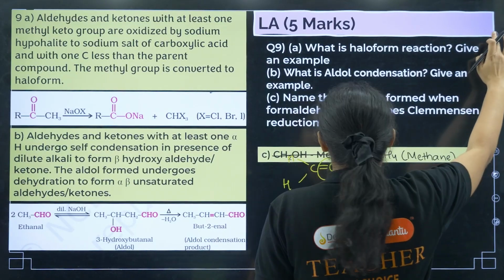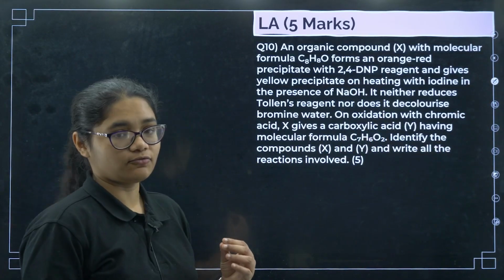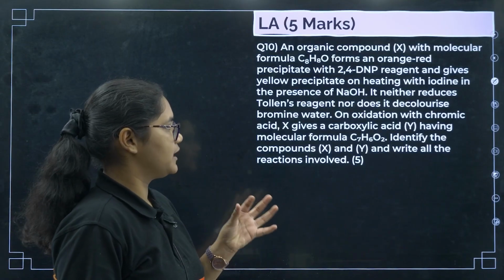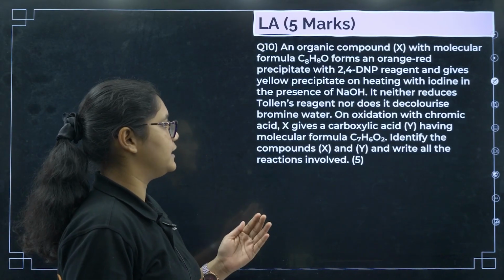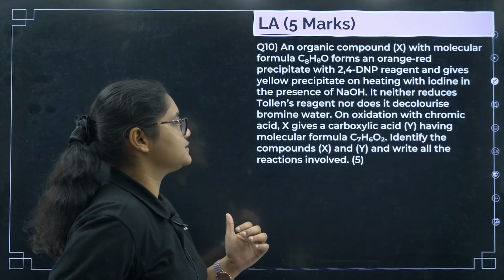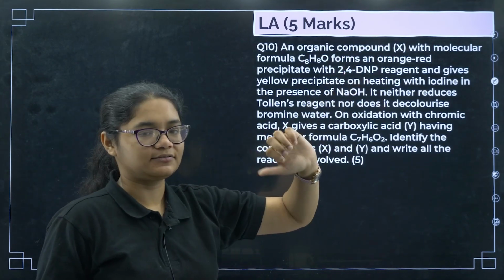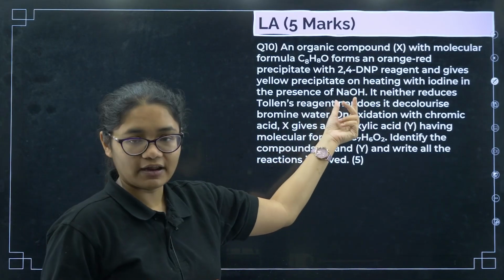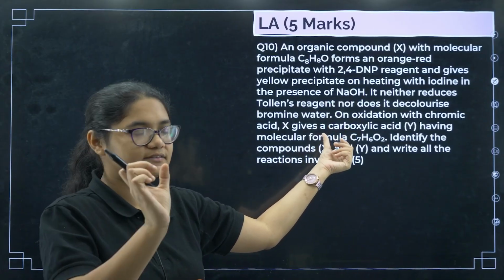Okay, next, an organic compound X with molecular formula C8H8O forms an orange precipitate with 2,4-DNP reagent and gives a yellow precipitate on heating with iodine in the presence of NaOH. So if it is reacting with 2,4-DNP, it has to be an aldehyde or a ketone. It is reacting with iodine in the presence of NaOH. Just now we discussed the haloform reaction, so it has a CH3CO group.